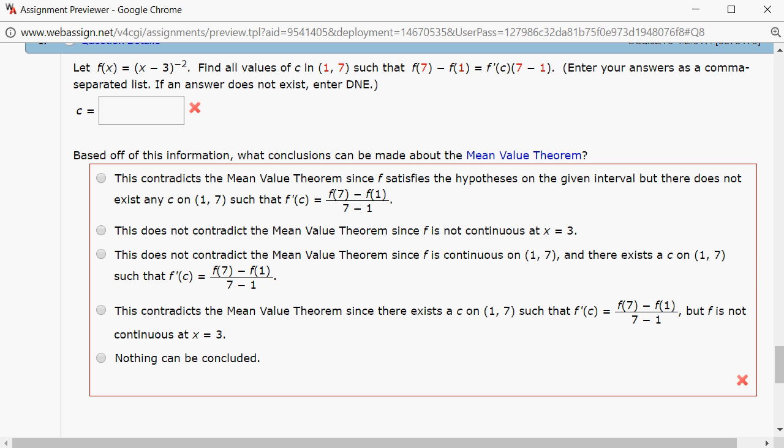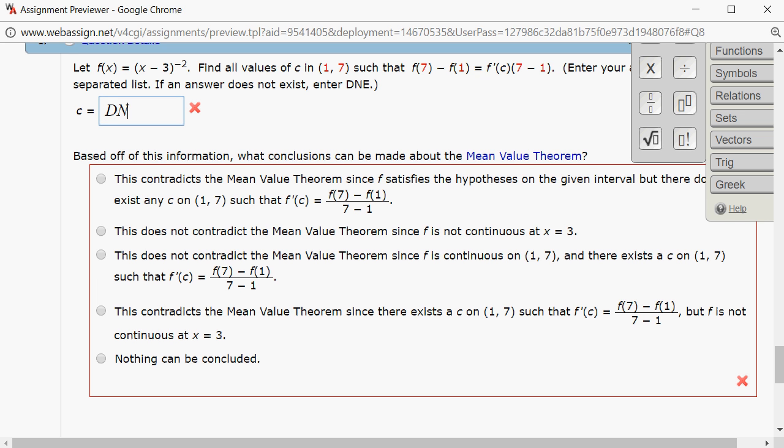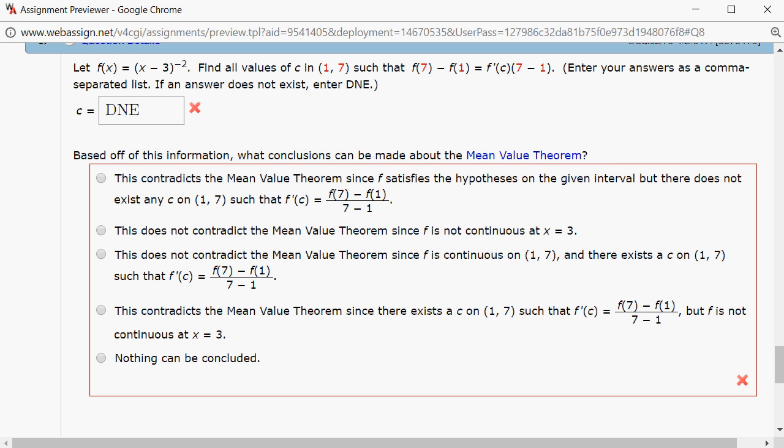So I'm going to go back here. All that work amounts to: does not exist. Then based off of this information, what conclusion can be made about the mean value theorem? This does not contradict the mean value theorem, because this given function does not satisfy all the hypotheses of the mean value theorem. First, this function is not continuous at x equals 3 because you're going to have a vertical asymptote there. So this does not contradict the mean value theorem since f is not continuous at x equals 3. This should be the right one.